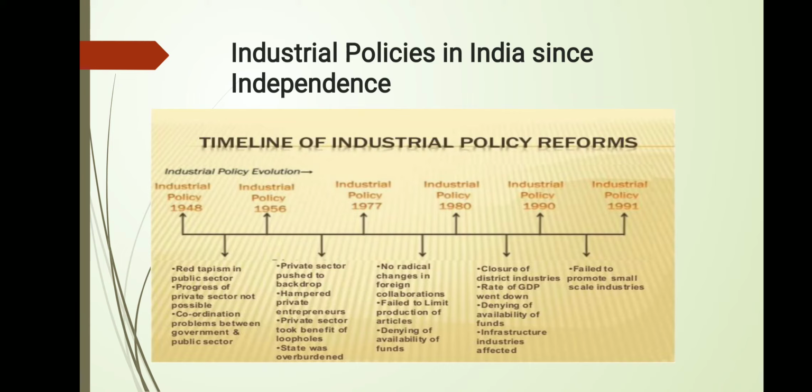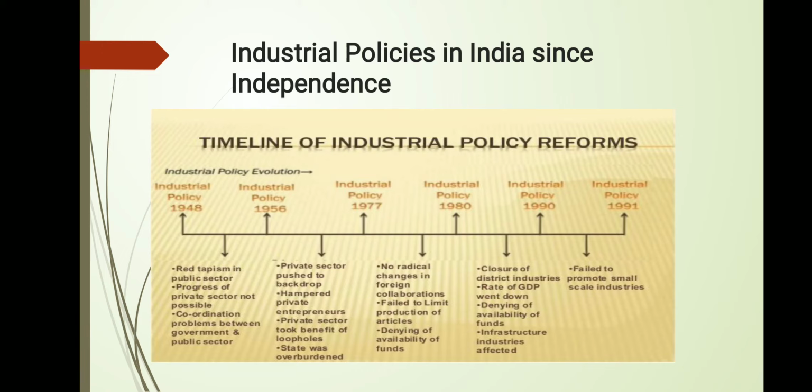The fourth important type is other industries, or private and cooperative sector industries. All other industries which were not included in the above three categories were left open for the private sector. During this phase, the government implemented the Industries Development and Regulation Act, nothing but the License Act 1951. Why was it implemented? It was implemented to promote Industrial Policy Resolution 1948.